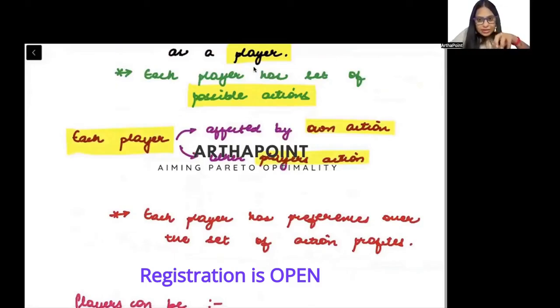मेरे को ultimately, when the teacher assigns a project to me, my payoff will depend on how much hard work I have done. इस पे तो depend करेगा कि मैंने कितना hard work किया है. But it will also depend on how much hard work my friend is doing.